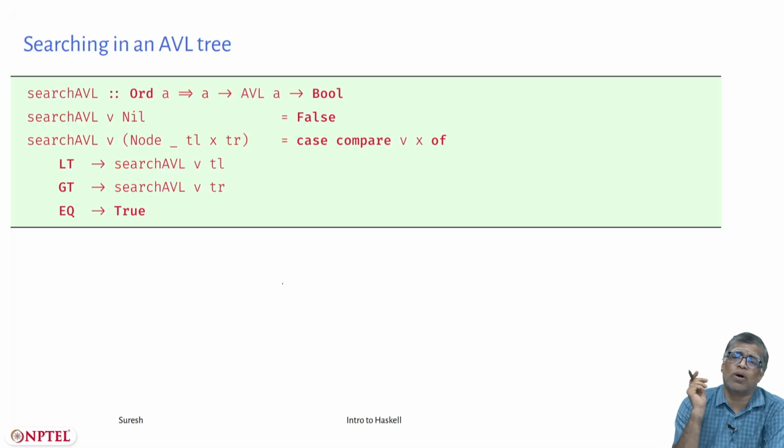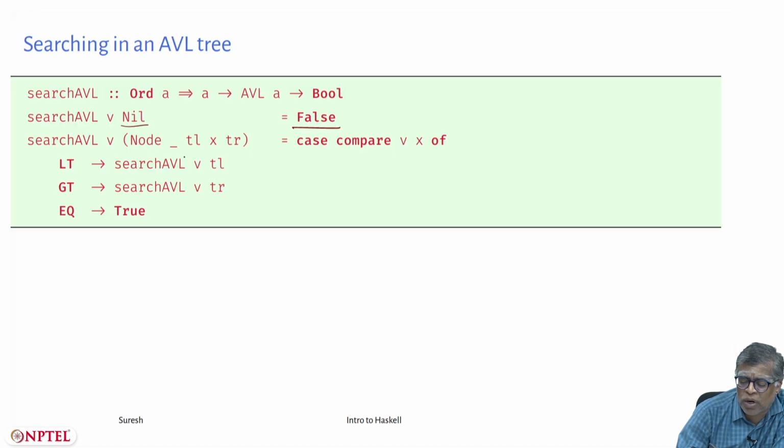Okay, now once we know how to do rebalance, let us now go back to search. Search is nice because search doesn't modify the tree at all. So search is as usual. Search for v in the nil tree is false.